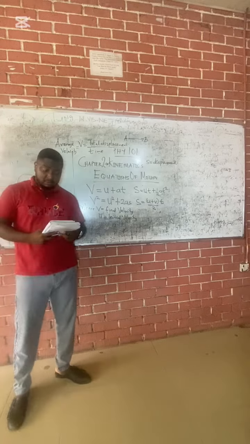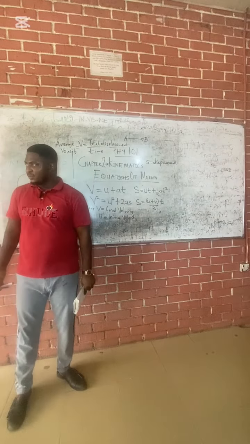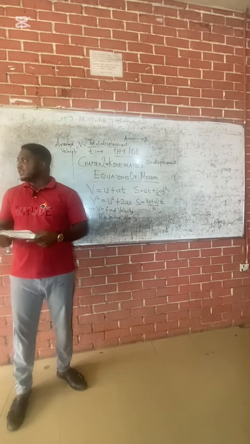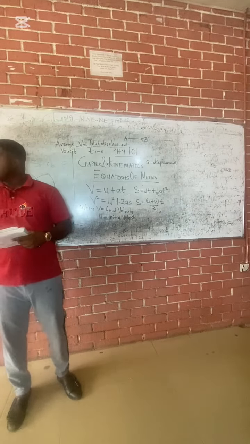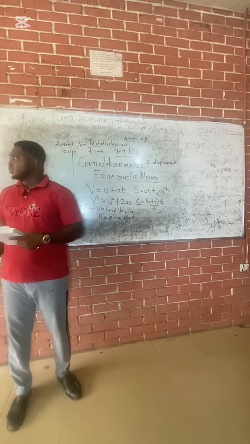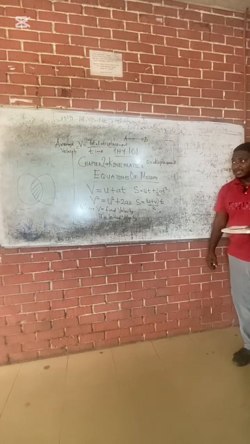The average velocity of a particle is defined as the ratio of the total displacement traveled to the total time taken. So class, when they ask us to find average velocity, we say total displacement all over time.